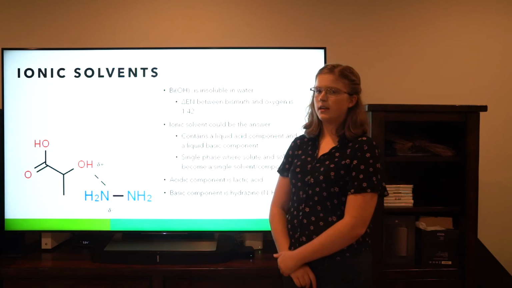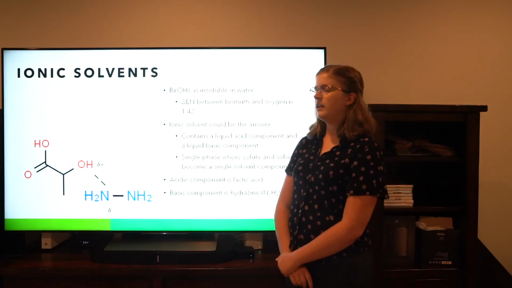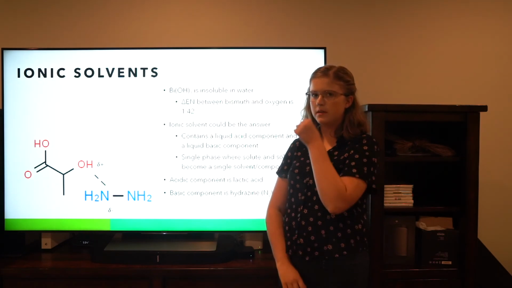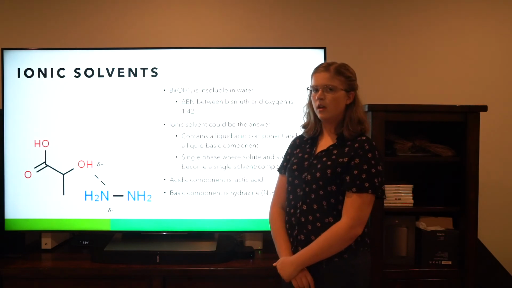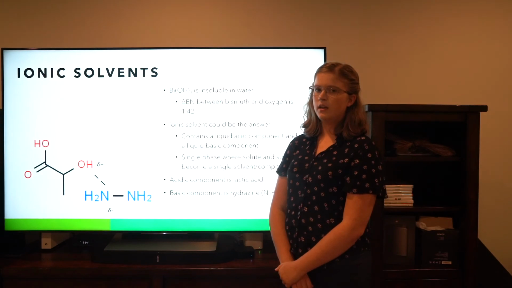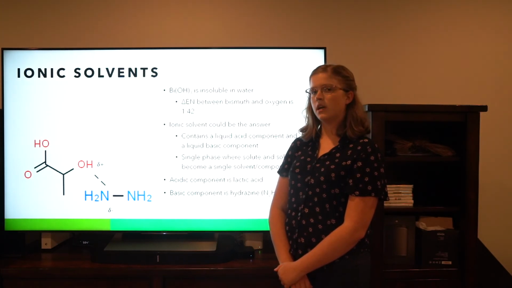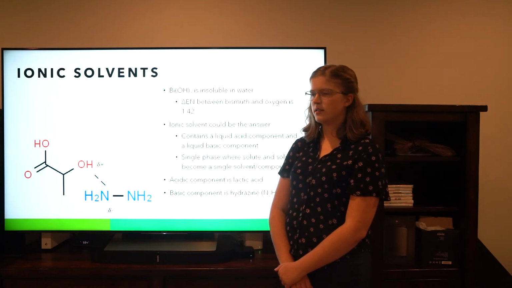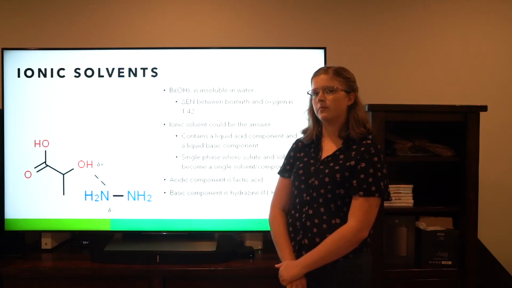Since bismuth hydroxide is largely insoluble in water, we needed to find another solvent. The difference in electronegativity between bismuth and oxygen is 1.42, which is less than the 1.7 needed to be a completely ionic compound. This means that bismuth hydroxide has both ionic character and covalent character, which caused us to think that perhaps an ionic solvent could be the answer.